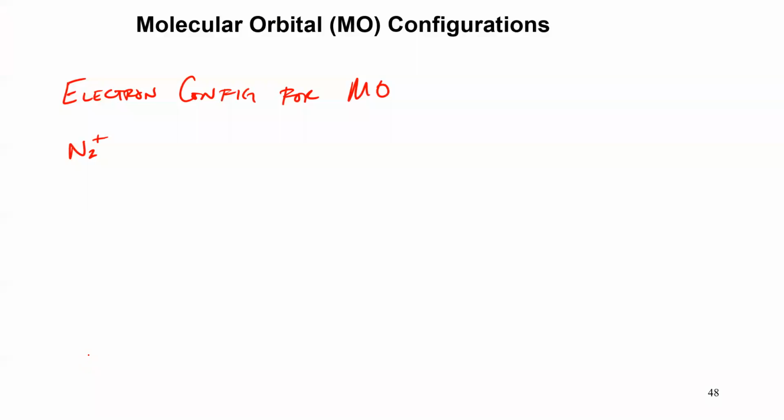we didn't draw the 1s or the 2s. We only drew the 2p, but we can't ignore those 1s and 2s orbitals. So I'm going to draw out the whole thing real quick, and then I'll show you what the shortcut is. But there's our 1s, there's our 2s, there's our 2p. Again, this is N plus and N, and then in the middle we have N2 plus.